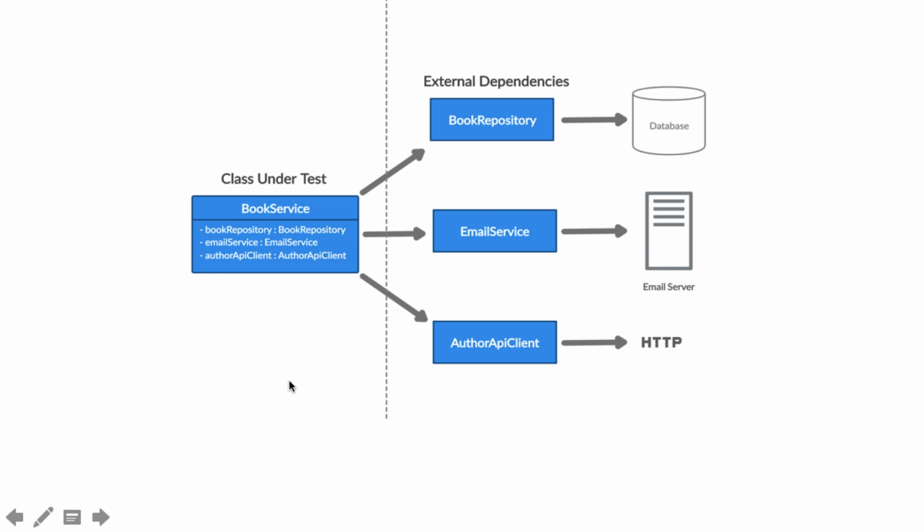So friends, whenever you want to test this book service class and its methods, these external dependencies come into picture, and if you are doing the unit testing of book service class, then we know that the book service class should be tested in isolation. So whenever we write the unit test cases for book service class, we usually cut these external dependencies because we want to test the book service in isolation.